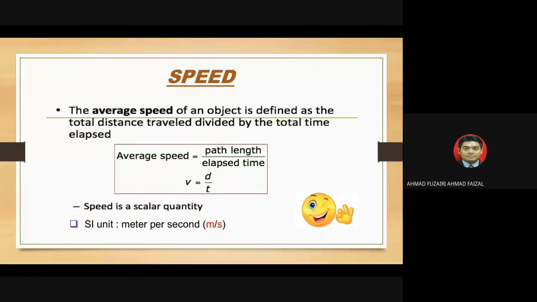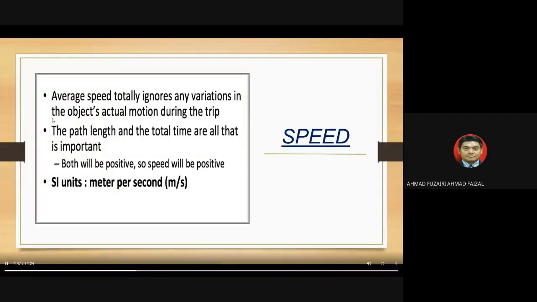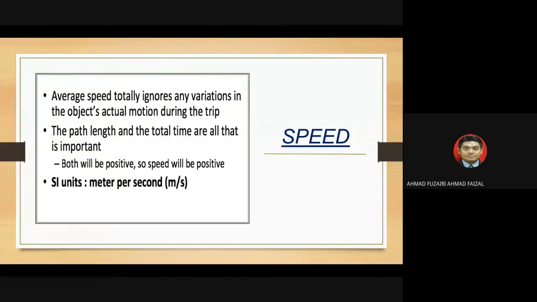What is average speed? Average speed of an object is defined as the total distance traveled divided by the total time elapsed. By the formula, you may write average speed v equals path length d over total time taken t. Average speed totally ignores any variation in the object's actual motion during the trip. Both the magnitude of path length and the total time taken are always positive. As a result, the speed or average speed will also be positive. The SI unit of average speed is meter per second.